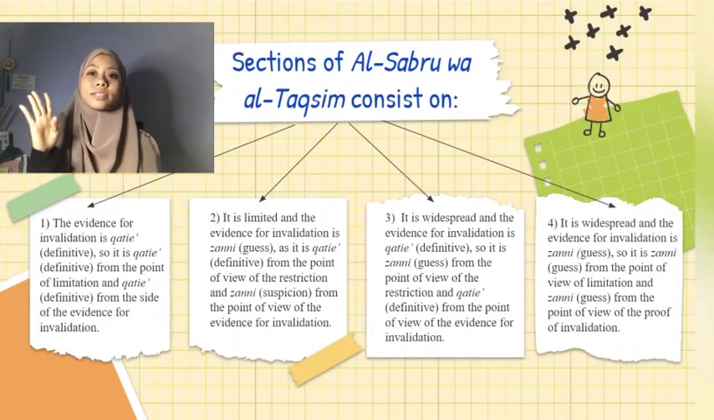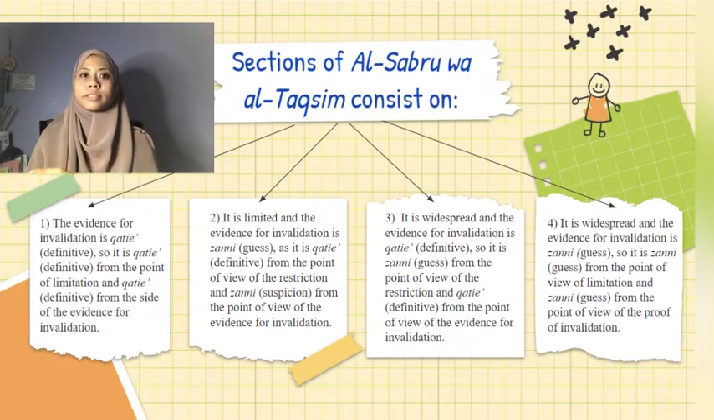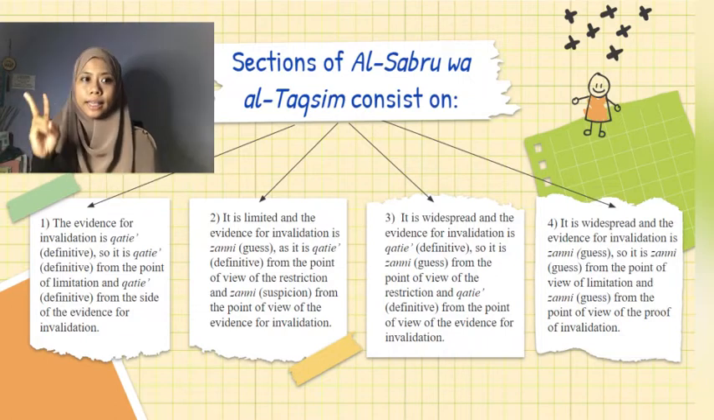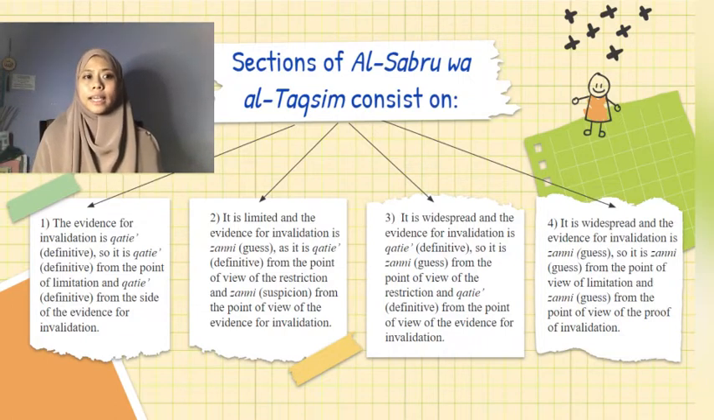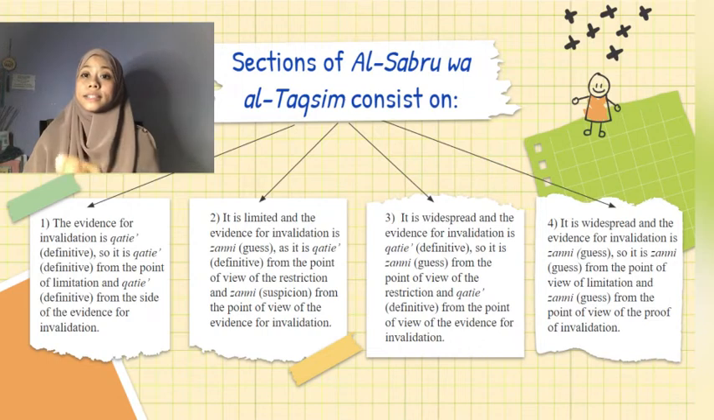So there are 4 sections for SABRU wa TAQSIM. Firstly, the evidence for invalidation is qat'i, so it is qat'i from the point of limitation and qat'i from the side of the evidence for invalidation. Secondly, it is limited and the evidence for invalidation is zanni, as it is qat'i from the point of view of the restriction and zanni from the point of view of the evidence of invalidation.